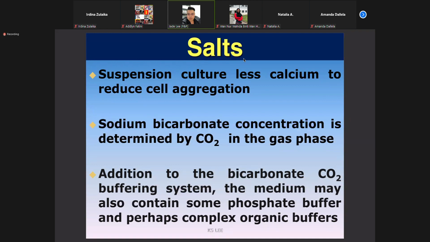So you need to reduce that so that the cells will not aggregate. Also, the sodium bicarbonate concentration is determined by the carbon dioxide in the gas phase. In addition to the bicarbonate carbon dioxide buffering system, the media may also contain some complex organic buffer, because you need a buffer system to make sure that the pH can be maintained at the desired level.